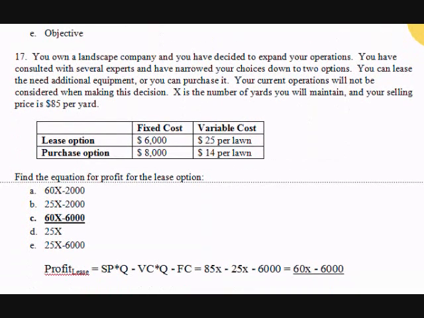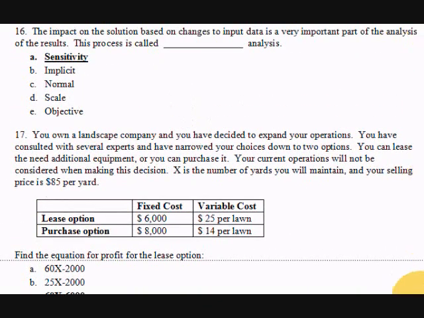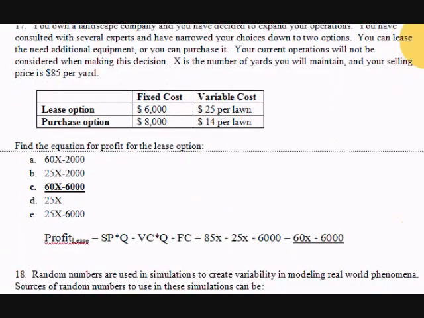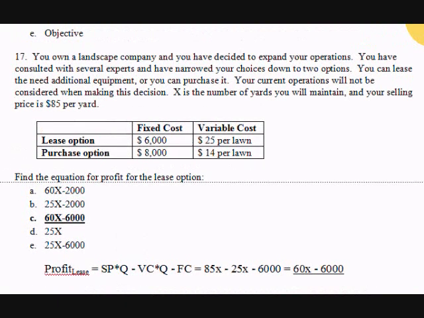So in that case, as we saw, the answer was A for sensitivity. All right, now we have a really kind of a crossover point question. So we have a landscape company, and you have two options. You can either lease your additional equipment or you can purchase it.